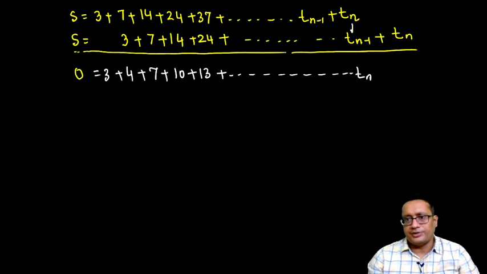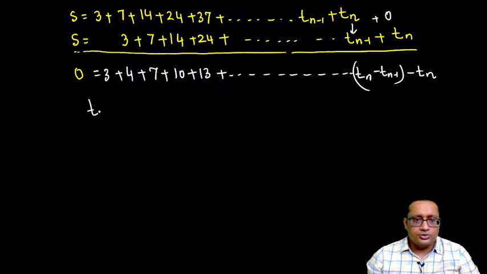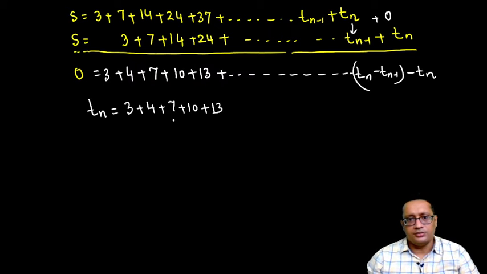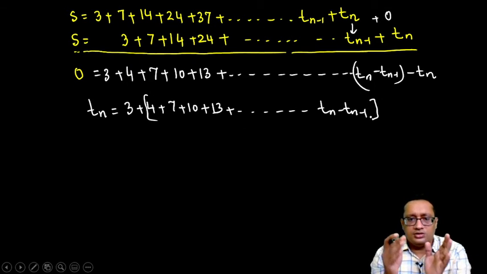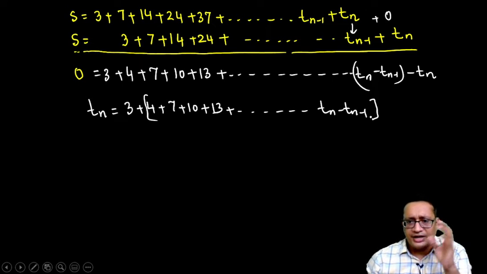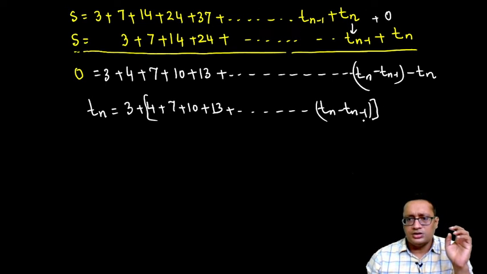Tn gets subtracted with Tn minus 1, and the T1 above is 0 minus Tn. So Tn goes to the left and it becomes 3 plus 4 plus 7 plus 10 plus 13 plus dotted dotted up to Tn minus 1. From here to here you are seeing that the series is in AP. So let's find the sum of the AP whose number of terms is n minus 1.